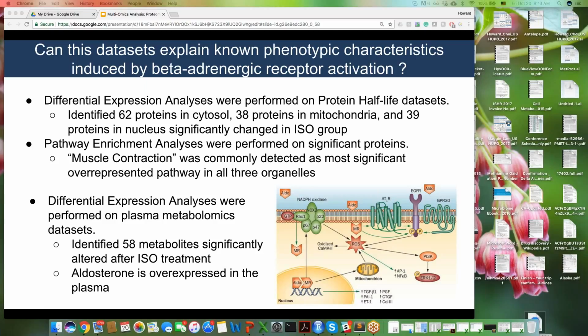And interestingly, aldosterone is overexpressed in the plasma, and there is lots of evidence that shows that aldosterone activation increases ROS, and the ROS regulates calcium transportation in cardiomyocytes. And since calcium transportation is important for cardiomyocyte contraction, it increases cardiac hypertrophy. So those evidences indicate that the data set we have collected is sensitive enough for us to detect significant signals in cardiac remodeling.